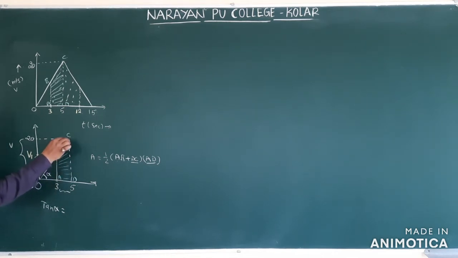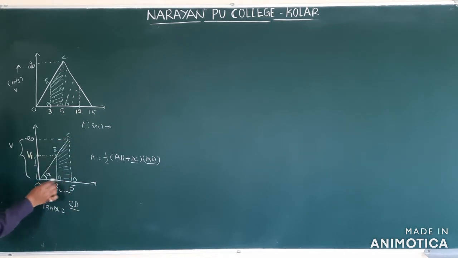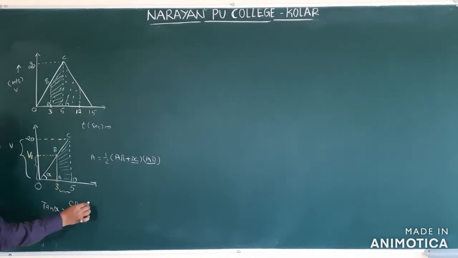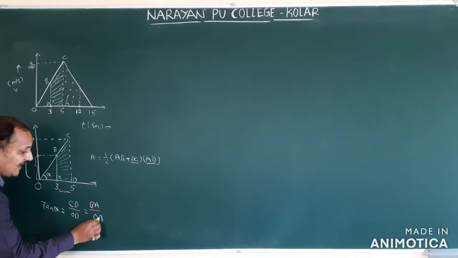Tan alpha means, what is the opposite side here? CD, by the adjacent side. Adjacent side means OD. Correct only? CD by OD should be equal to. For this tan alpha, what is the opposite side here? BA. In these two triangles, ODC and OAB, alpha is same for both, isn't it? So I wrote CD by OD for one equation. Another equation, BA by OA. Can we write BA by OA?